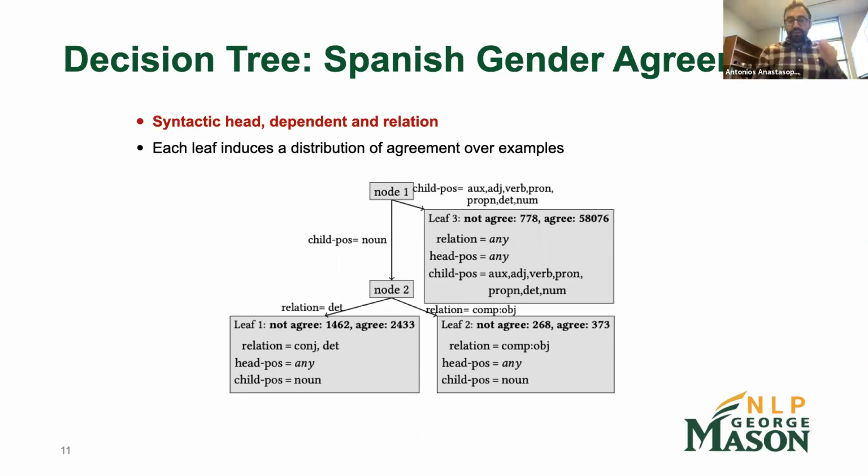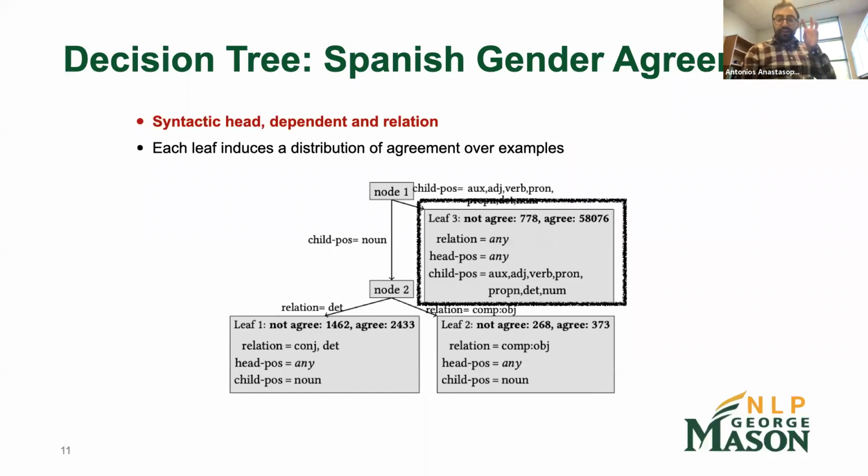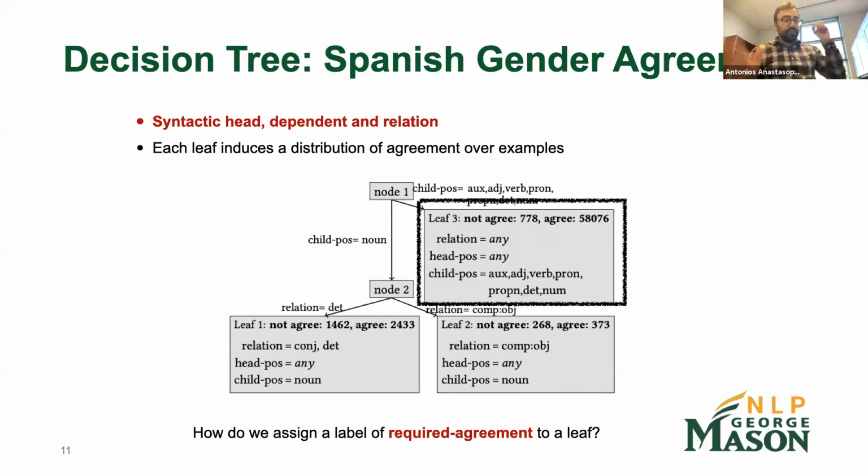But then these different distributions look very different, right? So in leaf 3, there are way more examples that agree as opposed to those that do not agree. Whereas in leaf 2, at the bottom right, the amount of examples that agree or do not agree are more or less the same, right? There's 260 to 370. So what we're going to do is take each leaf and decide whether that leaf corresponds to a required agreement setting, which means that we could potentially extract a rule from that leaf, or if it corresponds to a chance agreement setting.